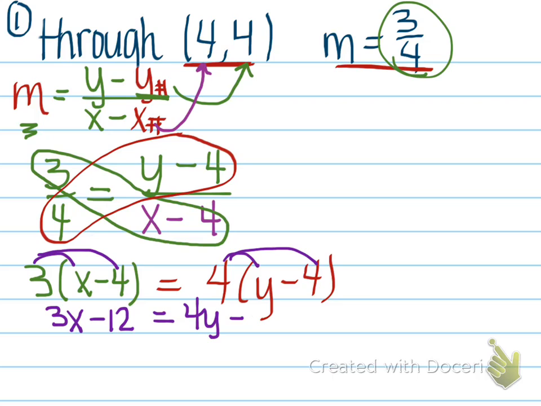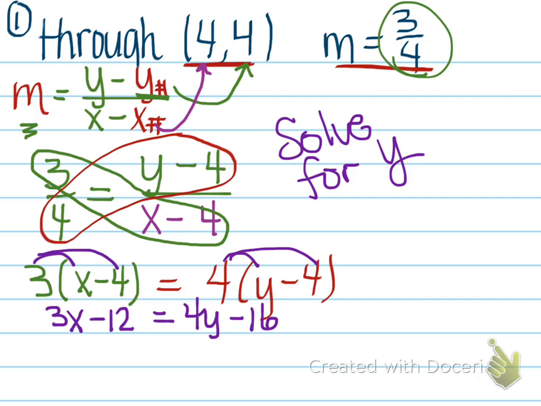Then we're going to go ahead and distribute, not an unusual thing for us to do. So here I am, I'll distribute the 3, and I'll get 3x minus 12 equals, over here I'm going to distribute 4y minus 16. Now, in an equation, the variable that you're trying to get by itself is y. So you may want to make a note to yourself. Solve for y. And you probably looked at that last night when you studied section 5.3.